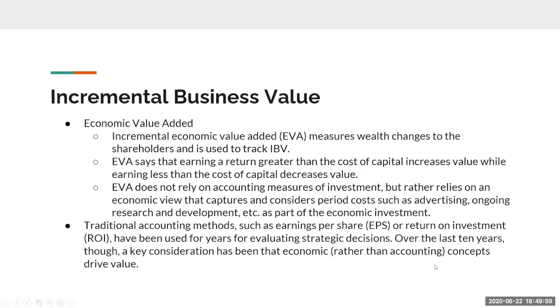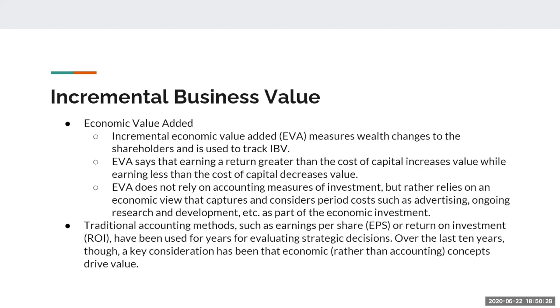Next slide. So this just talks about one of the concepts, economic value added, or EVA. I'll just try to summarize this really quickly. Basically, EVA measures wealth changes to the shareholder and is one of the methods used to track IBV. Simply put, EVA says that earning a return greater than the cost of capital increases the value, while earning less than the cost of capital decreases the value. So that's pretty intuitive, common sense there.